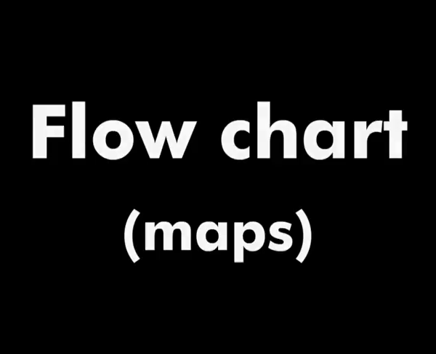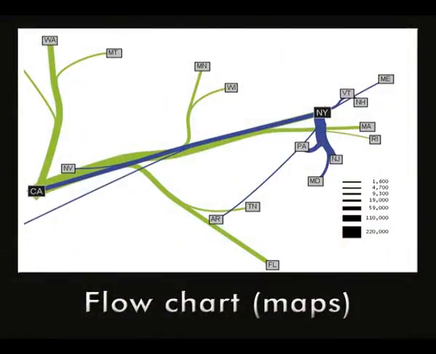Maps. Flowchart. The flow of goods or people can be shown by lines with or without arrows. Arrows point the direction to which the movement takes place. The thickness of the line is determined by the volume or quantity of flow. It is also called a dynamic map.